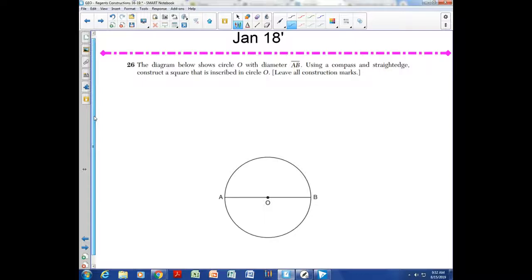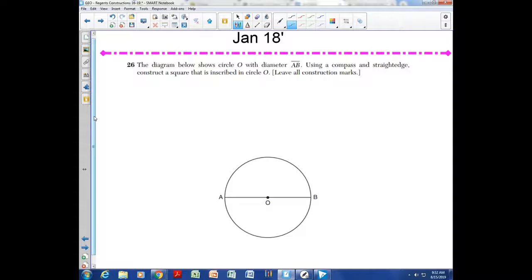January 18, number 26. The diagram below shows circle O with diameter AB. Using a compass and straightedge, construct a square that is inscribed in circle O. Leave all construction marks. Well, inscribing any figure inside a circle means that all of the vertices of that figure should be on the circumference of the circle.